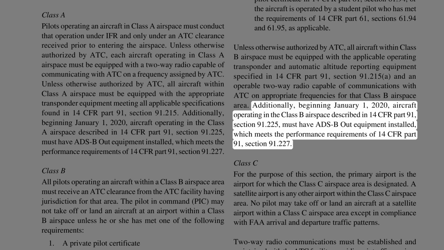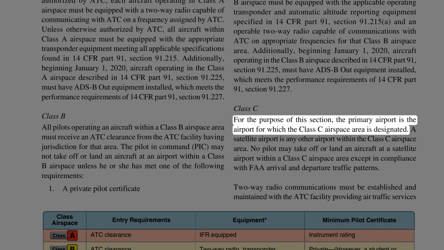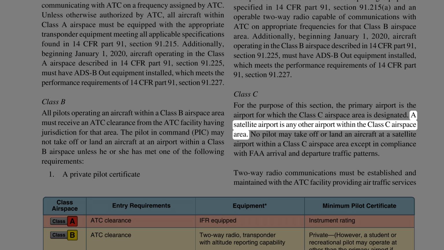Additionally, beginning January 1, 2020, aircraft operating in the Class B airspace described in 14 CFR Part 91, Section 91.225, must have ADS-B Out equipment installed, which meets the performance requirements of 14 CFR Part 91, Section 91.227. Class C. For the purpose of this section, the primary airport is the airport for which the Class C airspace area is designated. A satellite airport is any other airport within the Class C airspace area.